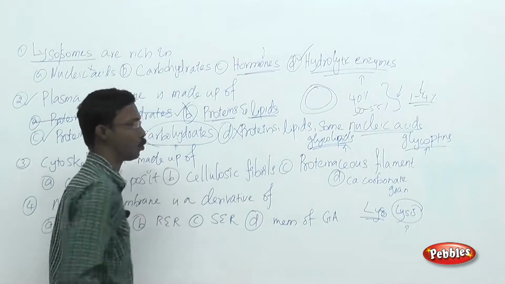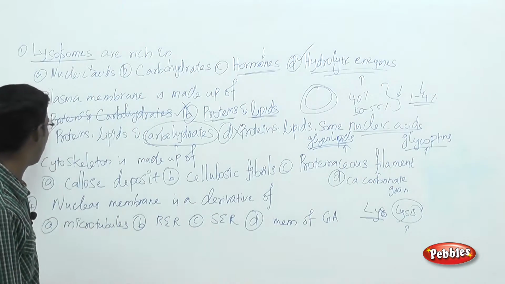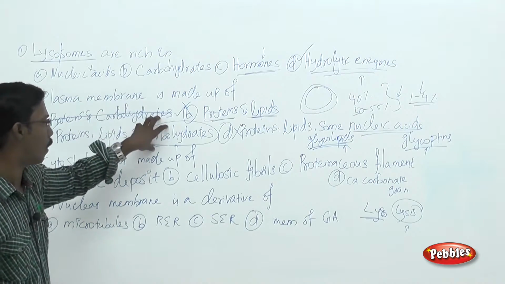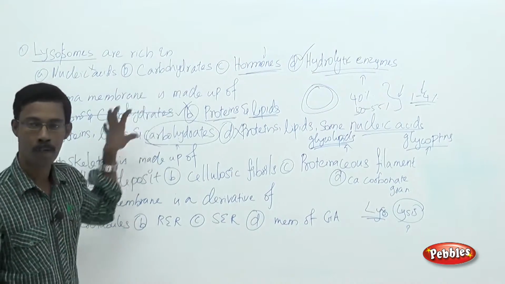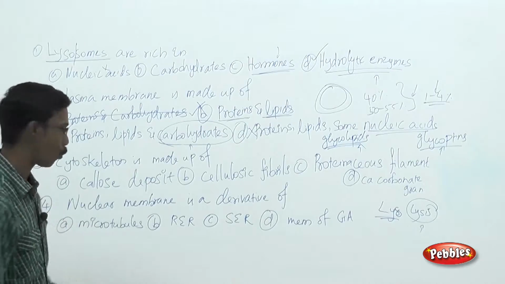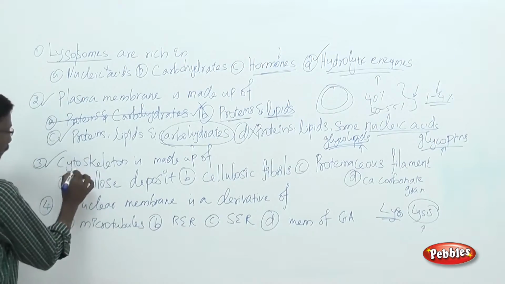So the answer D is also wrong. So the correct answer is proteins, lipids and the carbohydrates. Plasma membrane is made up of lipids, carbohydrates and proteins. See the next question. Cytoskeleton.